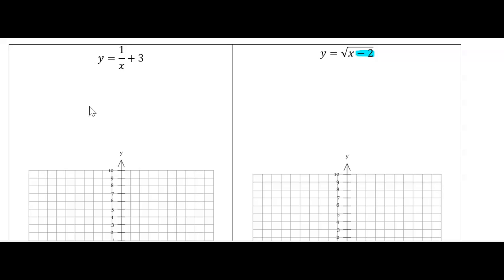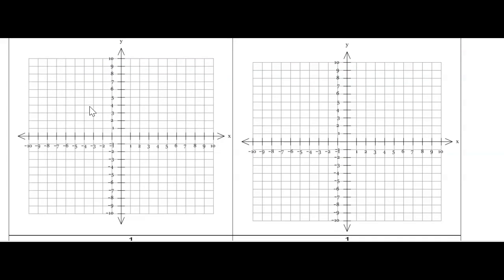Okay, so this is a hyperbola that has gone up 3. When I sketch it, my original hyperbola had asymptotes at x equals 0 and y equals 0, but because this one's been shifted up 3, our horizontal asymptote is now at y equals 3. So I've got to label that. And our vertical asymptote still stays at x equals 0.